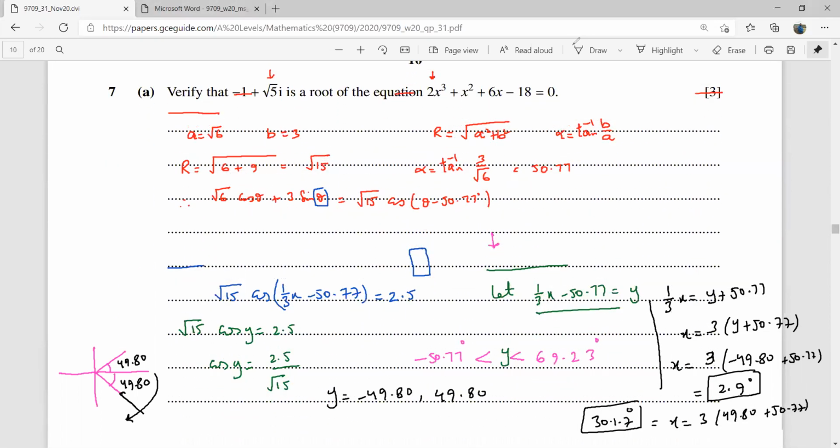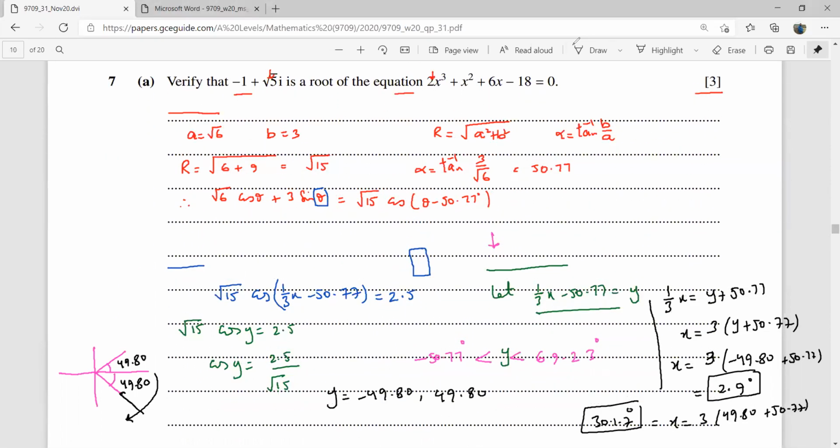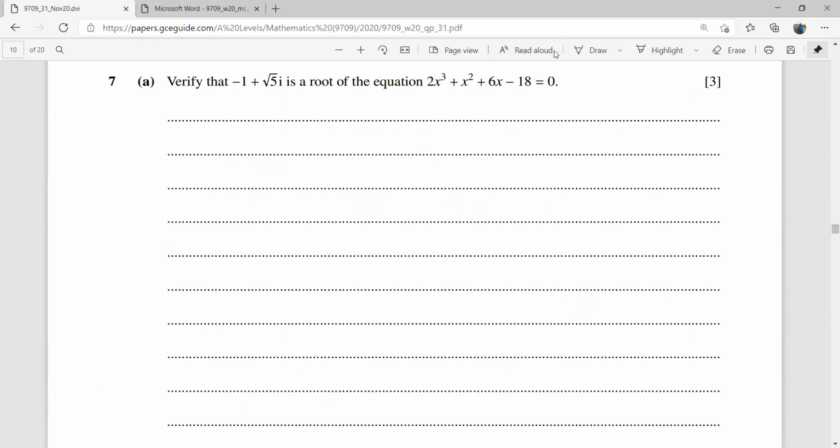This is question number 7. So we have done this question in a very different way. You see that normally when you have to verify that something is a root of a given equation, we normally put that value of x into the equation, and this should satisfy the equation. Okay? But we have done this in a different way.